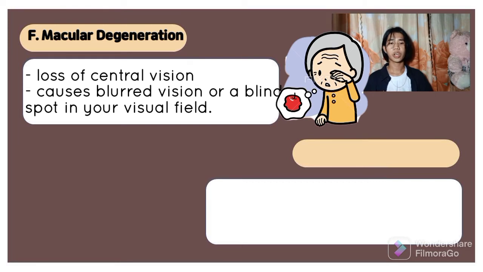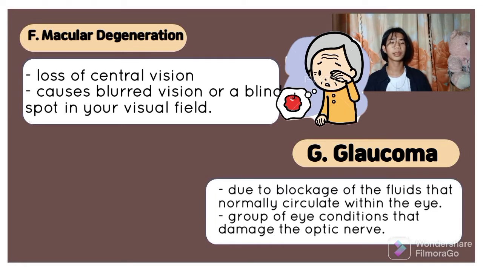Macular degeneration, loss of central vision. This is a chronic eye disorder that causes blurred vision or a blind spot in our visual field. It's generally caused by abnormal blood vessels that leak fluid or blood into the part of the retina responsible for central vision.